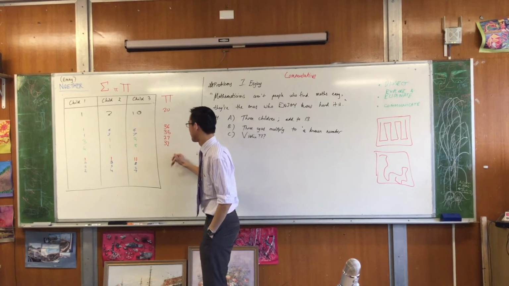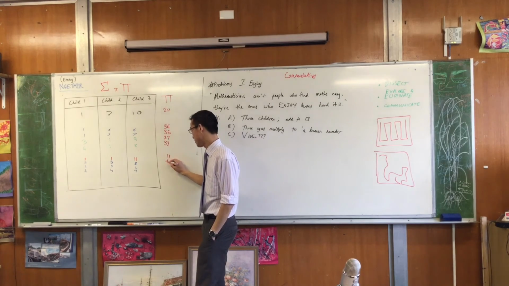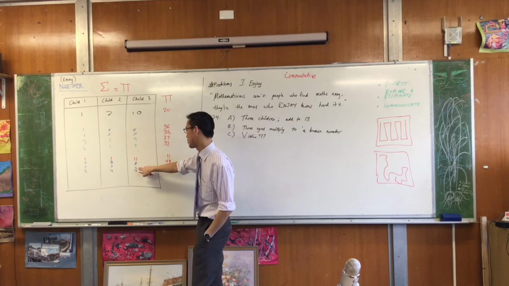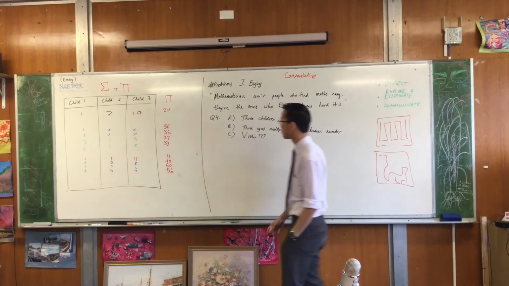Okay, what do we got here? 11. 48. Wait, is that wrong? Okay. What's this one? 2 times 5 times 6, that's 60. And 2 times 4 times 7, 56. Okay.